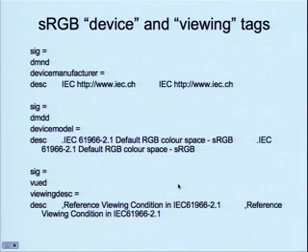There's a viewing description tag that, again, references some viewing conditions that you can look up. So it says when you're looking at your sRGB monitor, it tells you how bright the room lights should be and stuff like that in order to see the right colors.